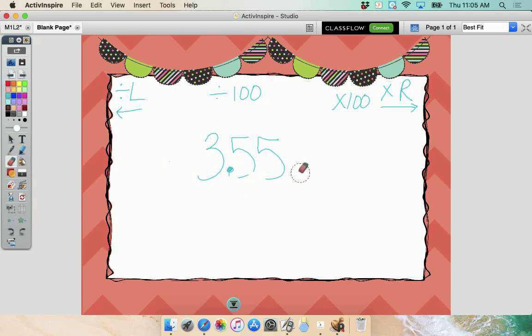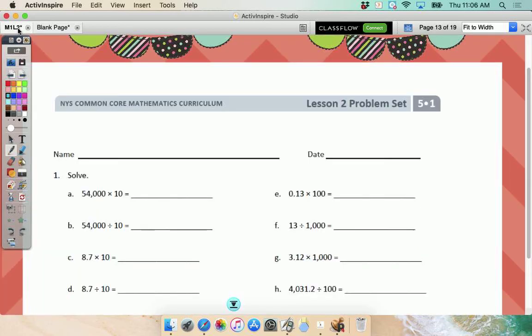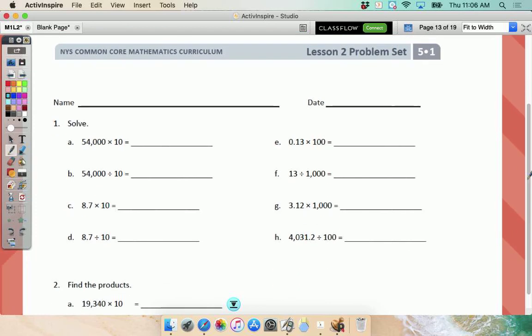Erase the line and the old decimal. So what's my answer for this problem? 3.55. Okay, so you think we can do a few of these? Yeah. Here's the problem, okay? The problem comes in when we have to decide if it's the zero trick or the decimal trick. And that's when kids start getting confused.